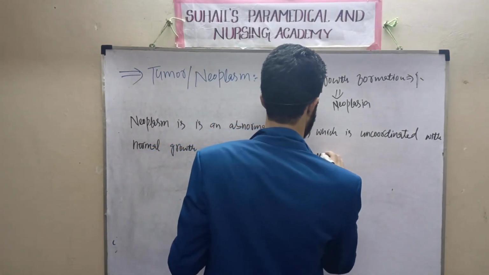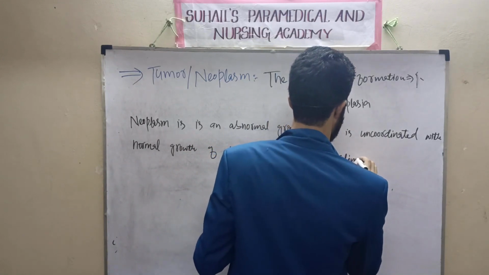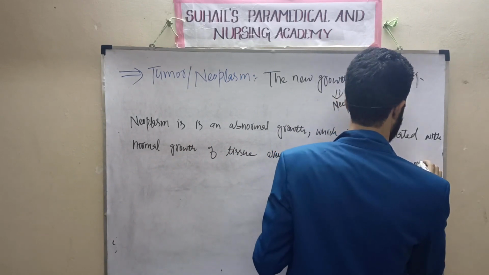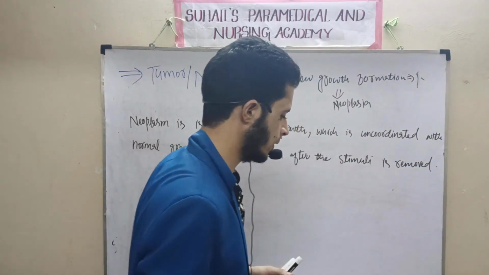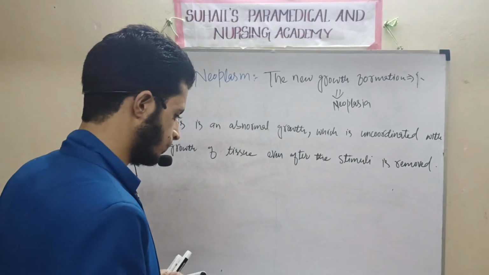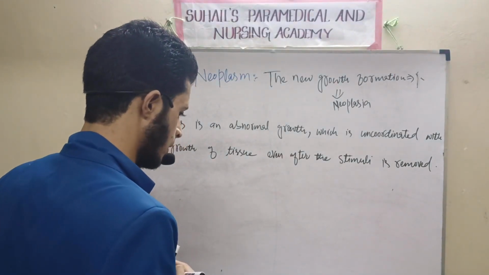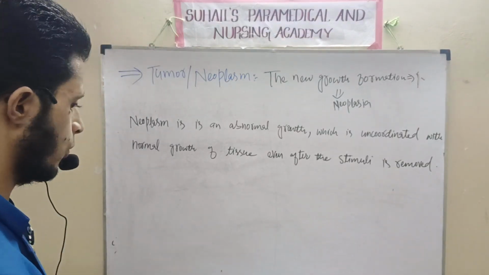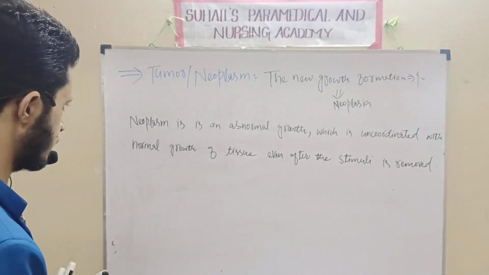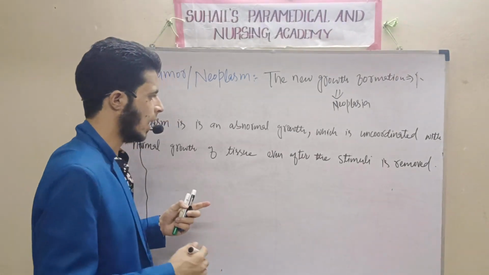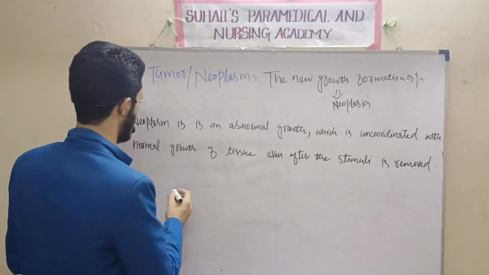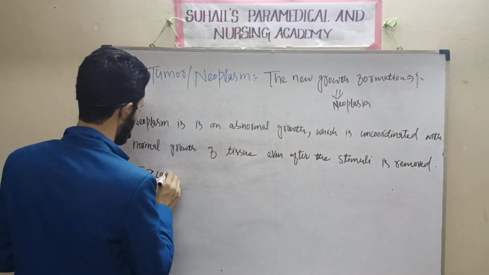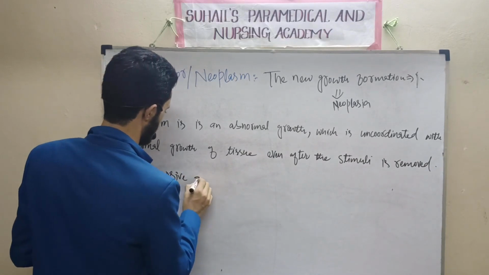Even after the external stimuli is removed, this is called a neoplasm. This is the definition you can read. So what actually is the neoplasm? There is an uncontrolled excessive division. You can write here: there is an excessive growth.